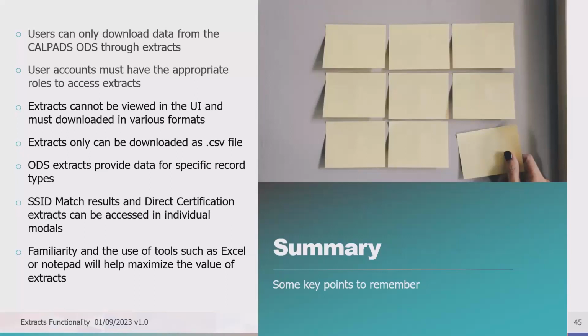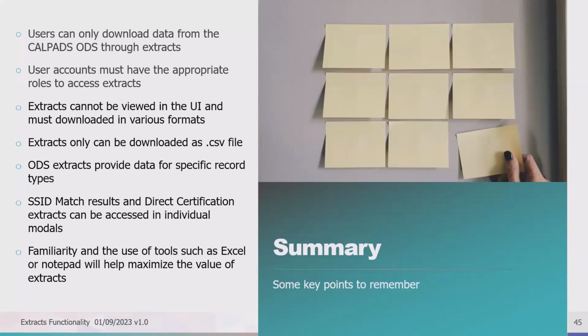Users can only download data from the CalPADS ODS through extracts or extract functionality. User accounts must have the appropriate roles to access the extracts. Most often, if you remember from the overview, these are the SPED edit roles or the SENR edit roles. Those specific edit roles provide access to extracts as well, or if it has sensitive data, those sensitive data roles, such as direct certification.